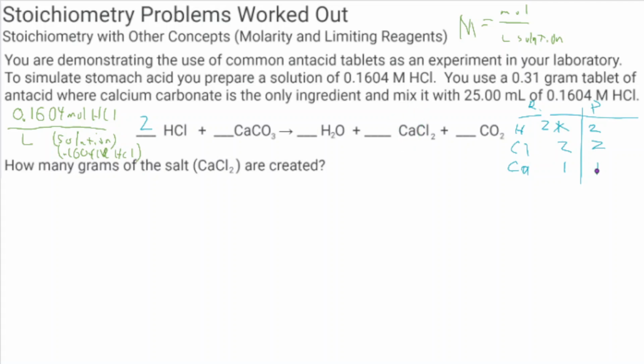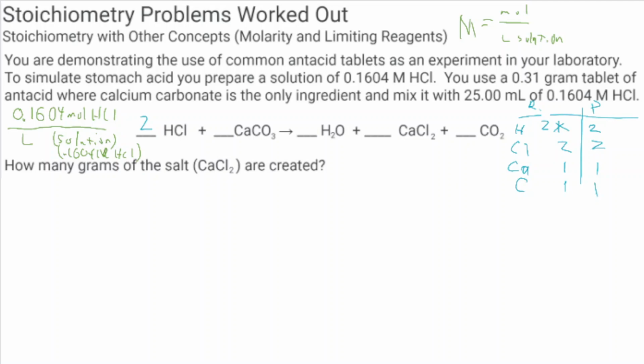Now we can go ahead and look at carbon. For carbon, we have 1 over here, and we also have just 1 over here. So 1 for each of those.